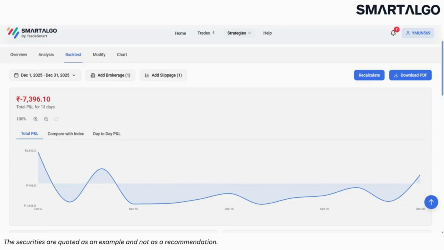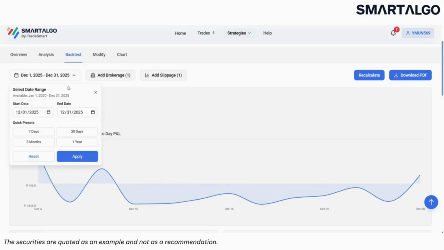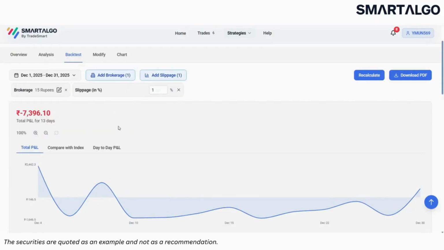Before committing any real capital, it's important to understand how your strategy would have performed historically. That's where the backtest feature comes in. Click on the backtest tab within your strategy. Select the historical date range you want to test.